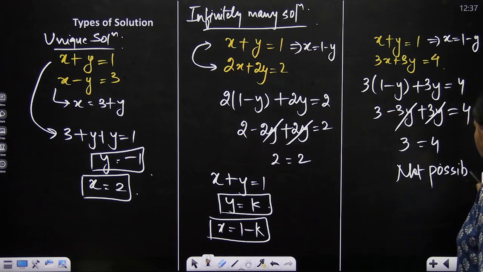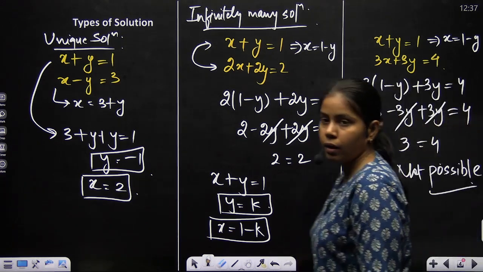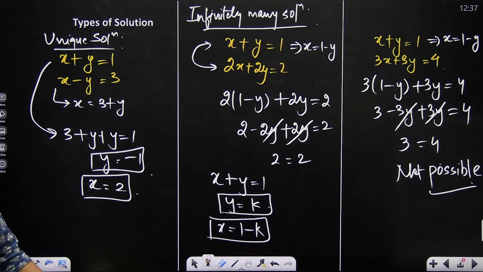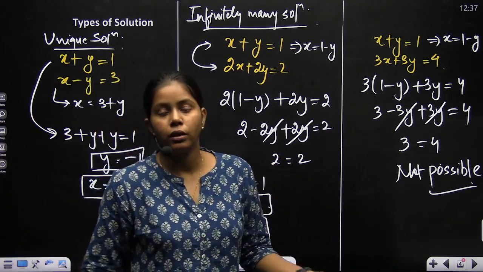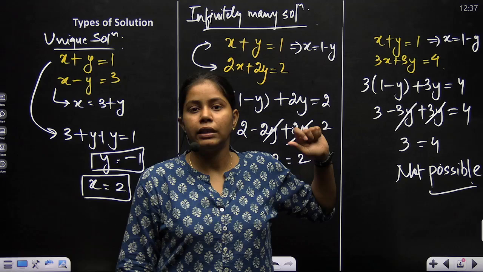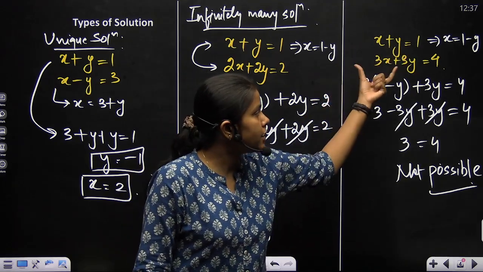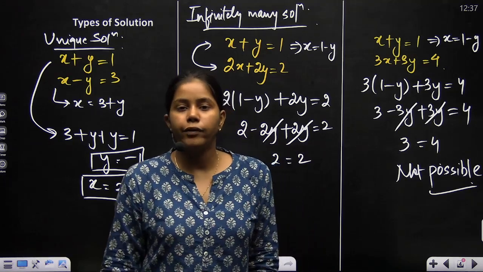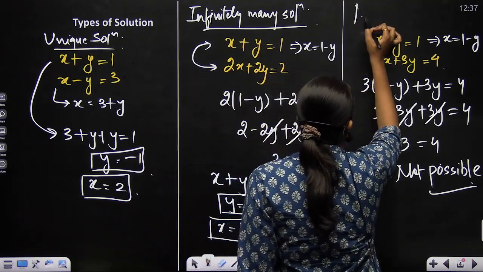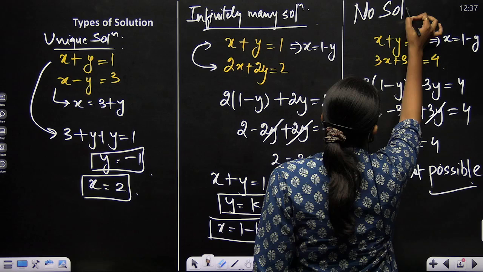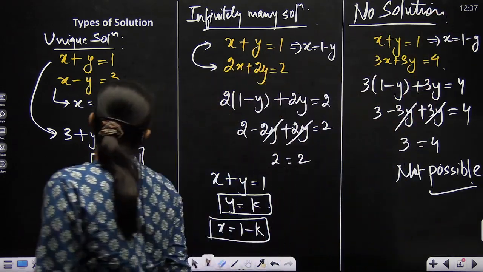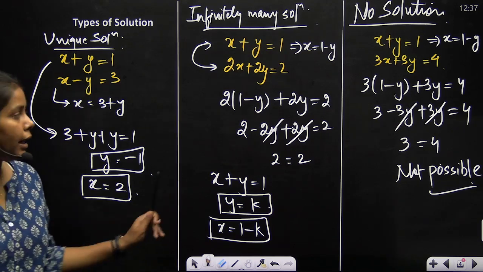So when I get a contradictory situation, because we know that 3 is not equal to 4, but we got 3 is equal to 4, which would never be possible. And if it is not possible, then how can I say that it has a solution? That means these two equations contradict each other. Because it is saying x plus y is equal to 1, and if you take 3 common, it is saying x plus y is equal to 4 by 3. This can never be true. So this type of equation has no solution. In general, we have three types of solution: unique solution, infinitely many solutions, and no solution.